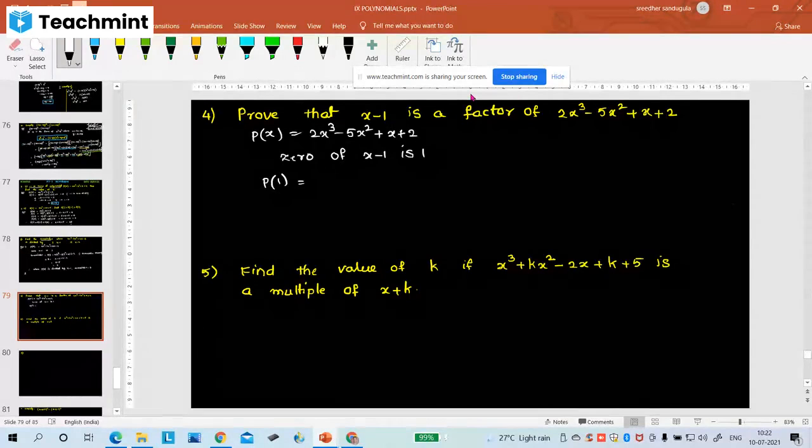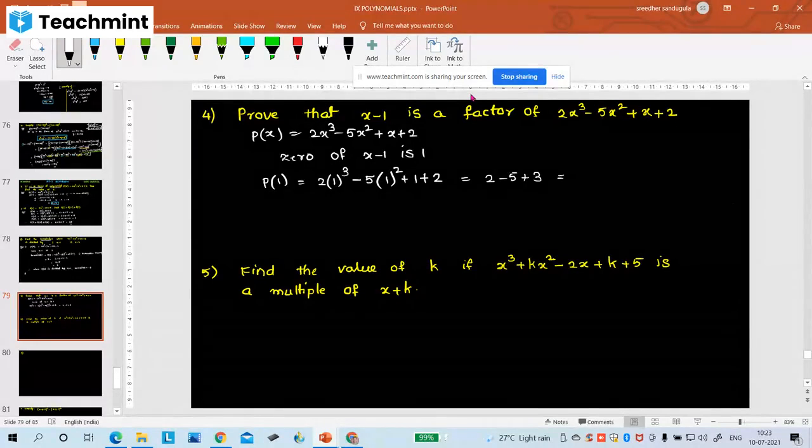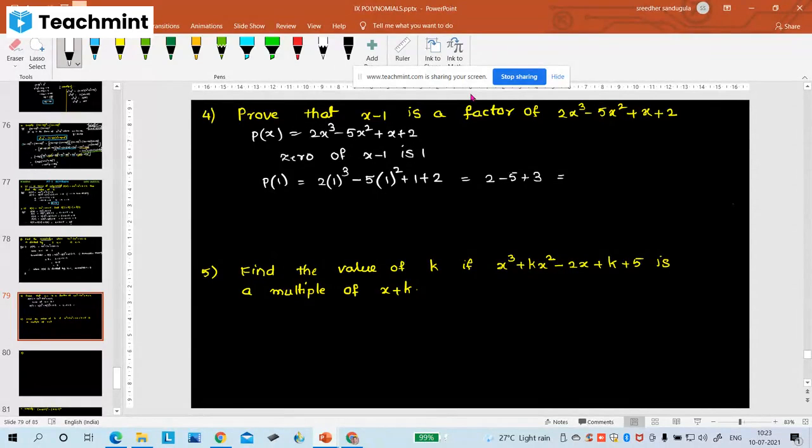That's why P of 1 equals, in the place of x, you substitute 1: 2 into 1 cube minus 5 into 1 square plus 1 plus 2. We are going to prove that P of 1 equals 0. So that implies 2 into 1 cube, you get 2, because 1 cube is 1, 1 twos are 2, minus 5 into 1 square, you get 5, minus 5, plus 1 plus 2, that is plus 3. That implies you get 2 plus 3, 5, 5 minus 5, 0.